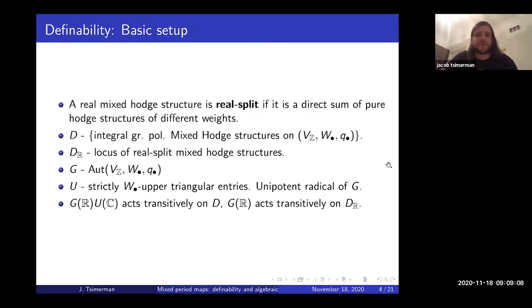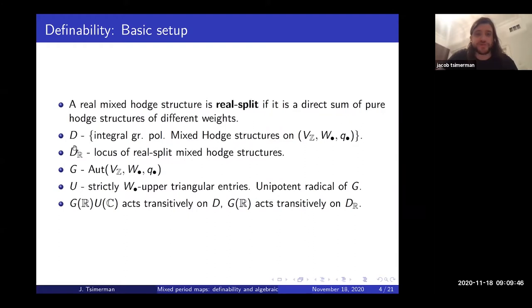Now the way that the group theory ends up working is, unlike the pure case, your real points aren't enough to get a transitive action on D. There's too much information. So what you have to do is add the complex points of your unipotent radical. If you look at the real points of G and you add these complex points, you get something which acts transitively on all of D. But if you just care about the real split mixed Hodge structures, which are some sublocus inside D, that's acted on transitively by the real points of your group G.